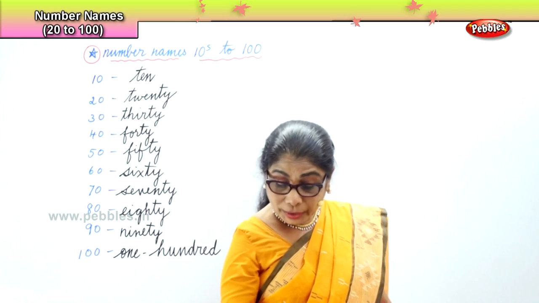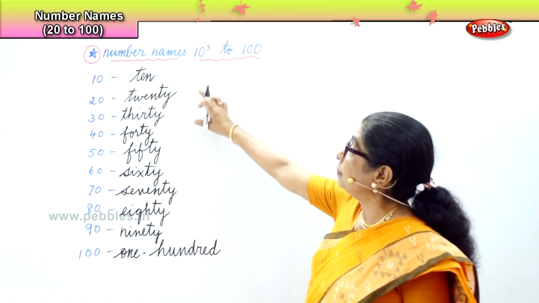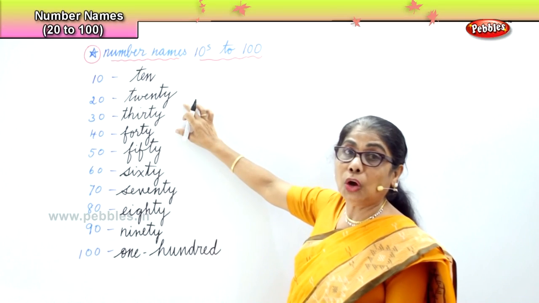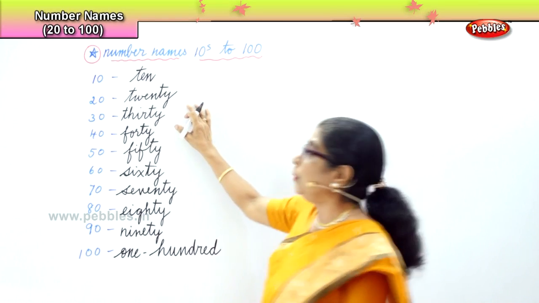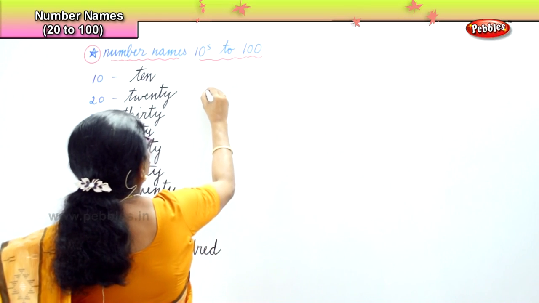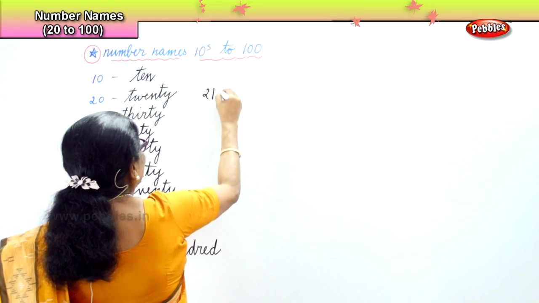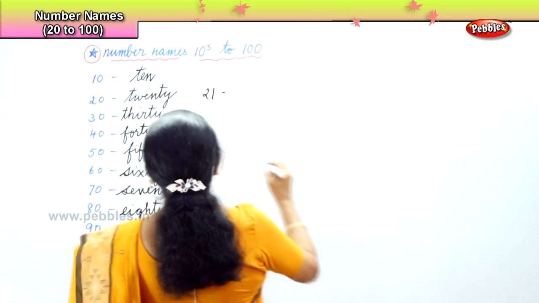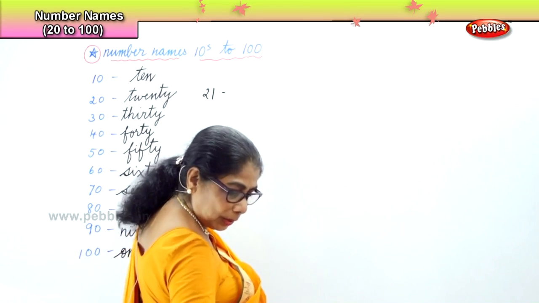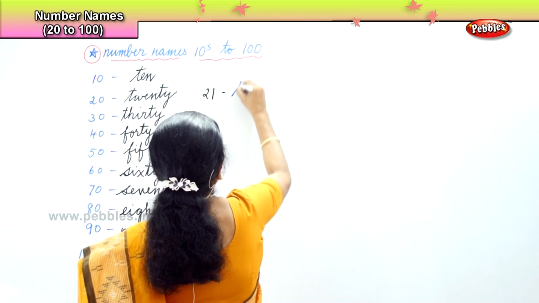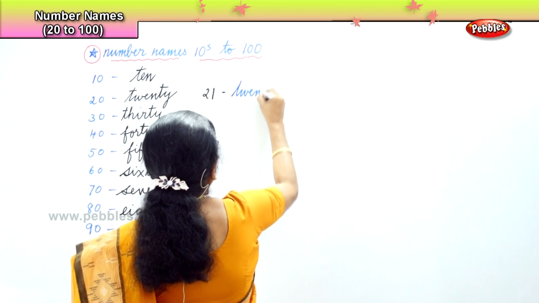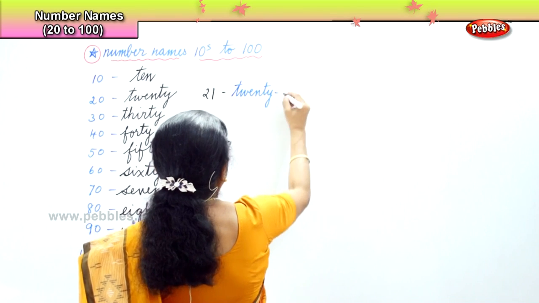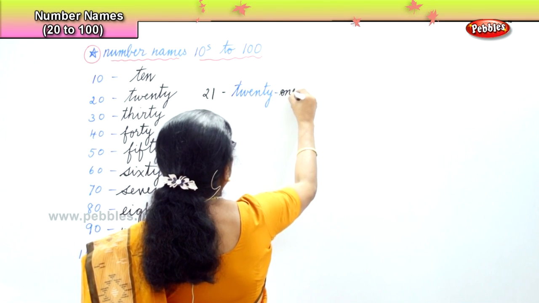Now, we have already learned 1 to 10, 11 to 20. Beyond 20, how will we write? If I give you a number, 21, how will we write the spelling? 20 and 1. So now just see 20. You will write the spelling of 20, put a dash, write 1. 21.